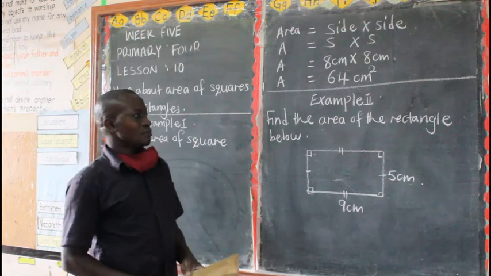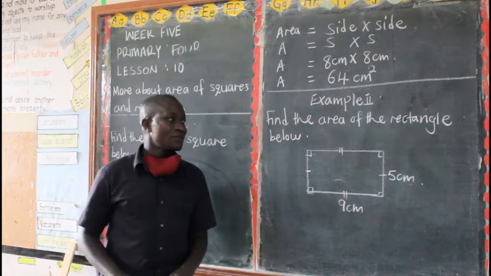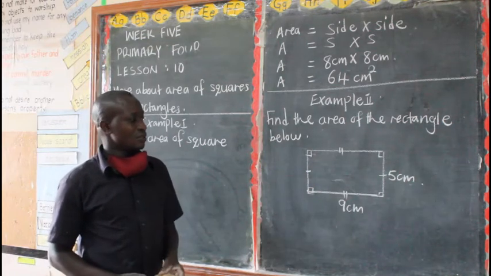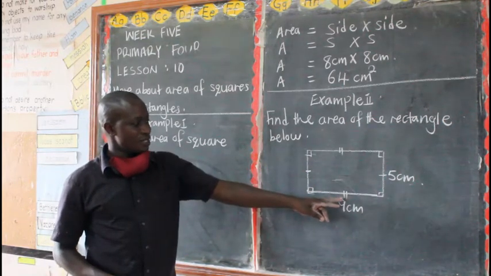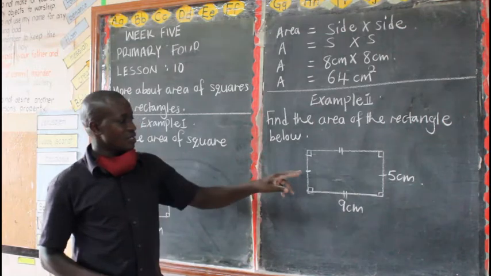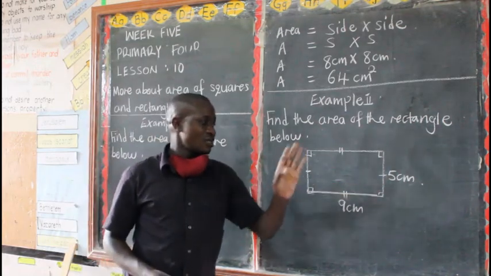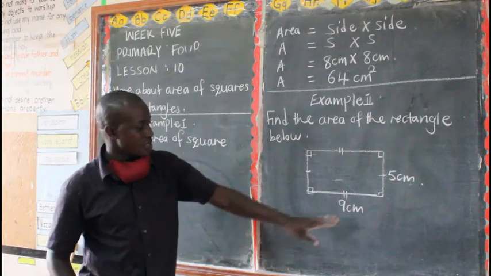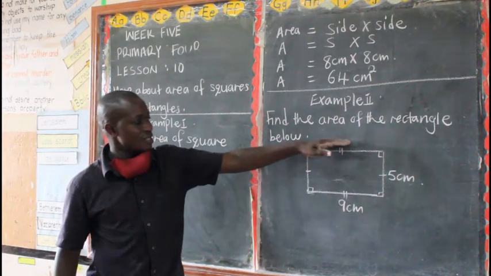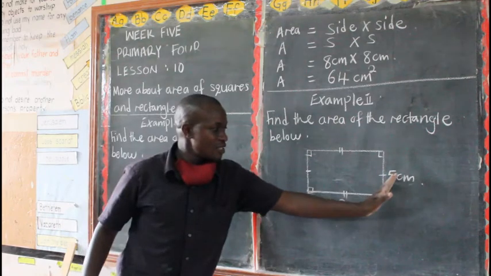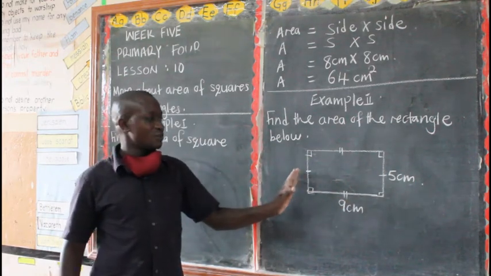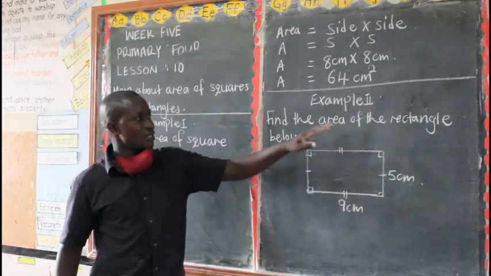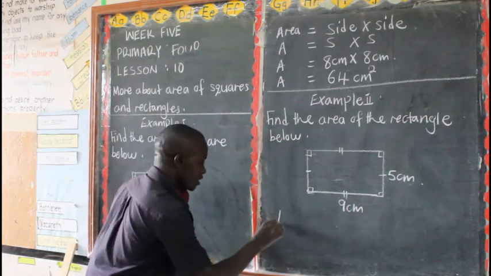Example 2. Find the area of the rectangle below. This is a rectangle. This one shows that this side is equal to this side, and this one is equal to this side. A rectangle has 2 opposite sides equal. This side here is opposite this side, and this side is opposite this side. Therefore, this one is equal to this, and this side is equal to this side.